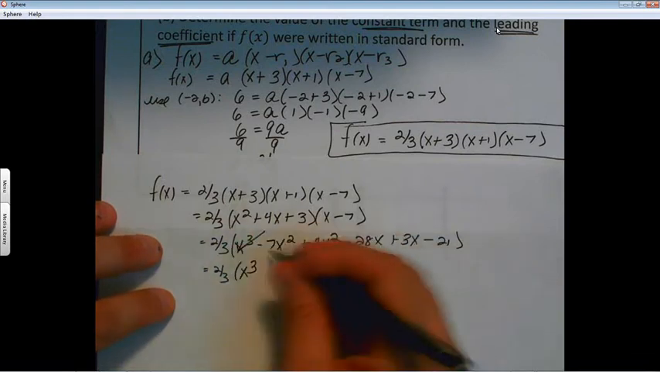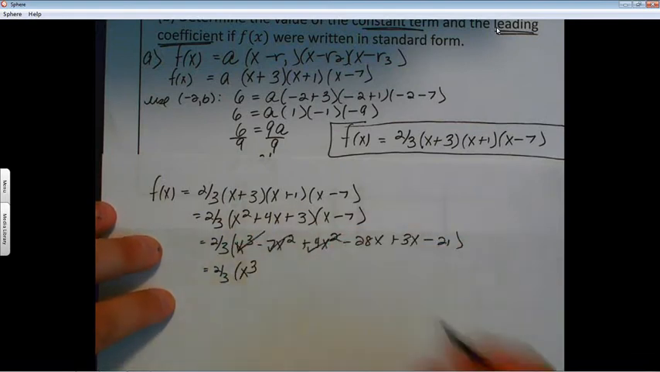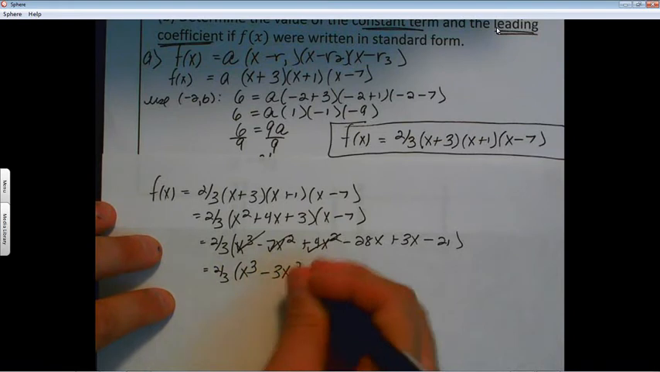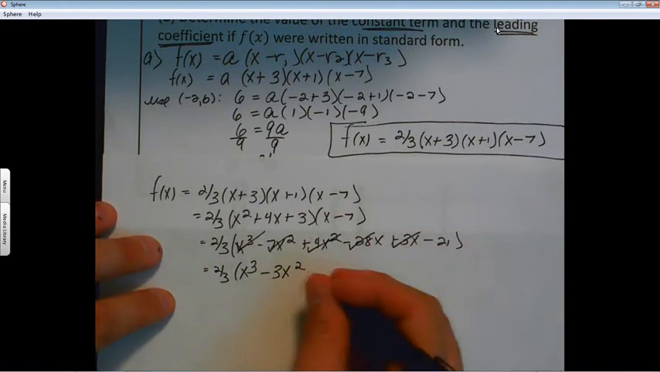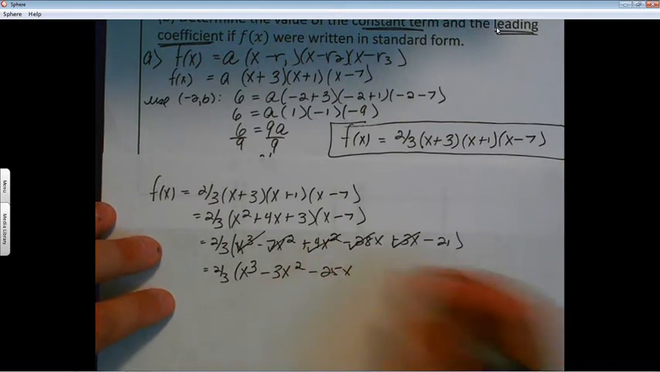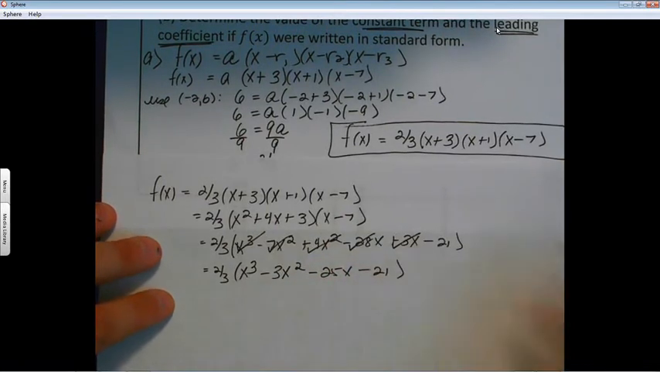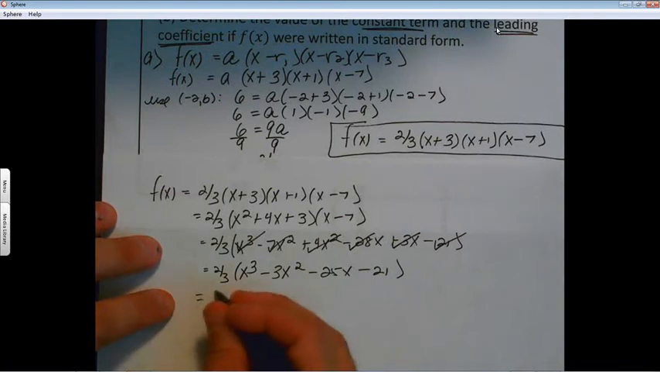Clean this up. X cubed. I have negative 7x squared and positive 4x squared. That's negative 3x squared. Negative 28x plus 3x is negative 25x minus 21. Let's distribute the 2/3 through.